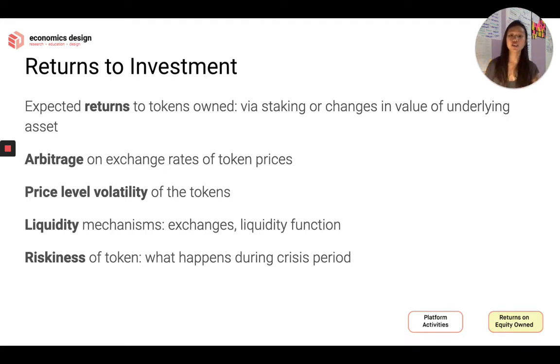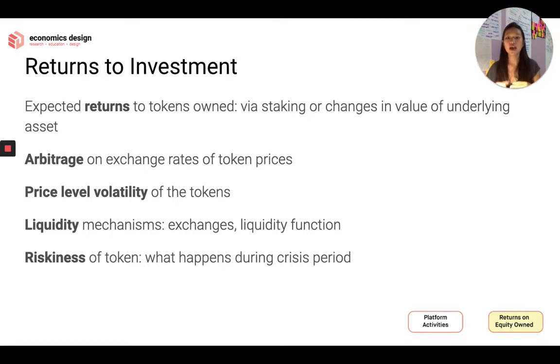Okay, another one is arbitrage on exchange rates of token prices. You've got price level volatility of tokens, liquidity mechanisms, and riskiness of tokens. In arbitrage, we're looking at the difference in buy and sell prices in different places. So we have main exchanges, right? You've got Coinbase, Kraken, and all the big exchanges. They tell you the prices of Bitcoin, for example. Sometimes the prices are not always exactly the same. There's some differentiation, and you can make money out of that.